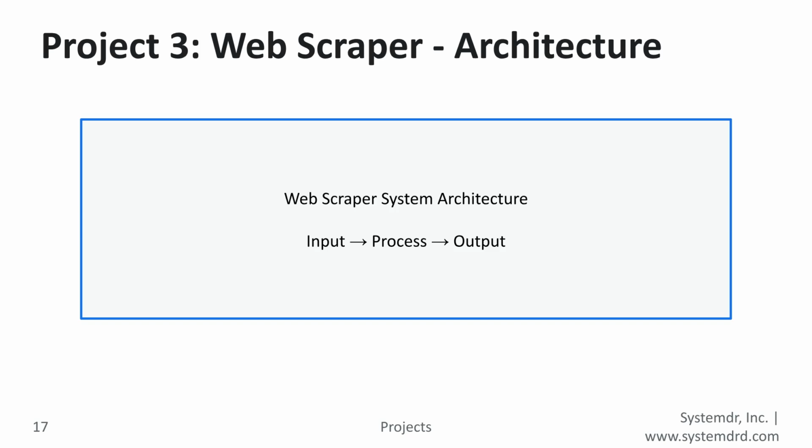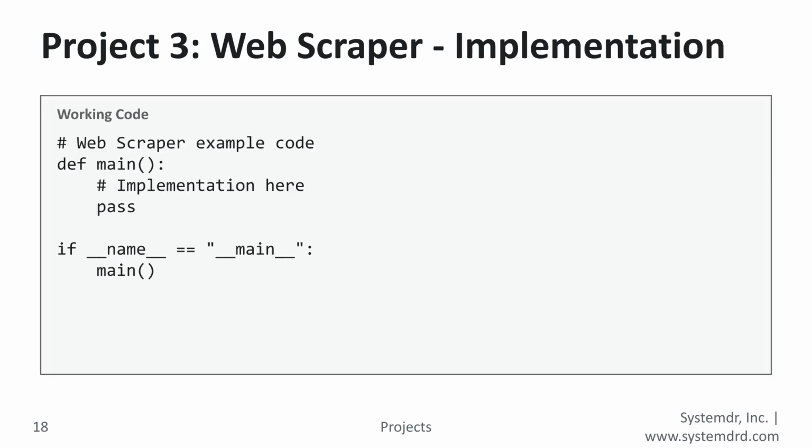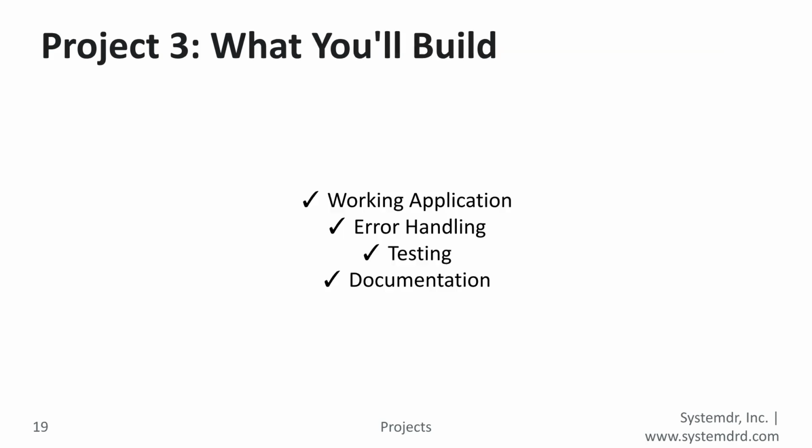Project 3 introduces the web scraper. The architecture follows the input, process, output model. Input is the web content, the process involves extracting data, and the output is the scraped information. The web scraper implementation uses the familiar Python structure with a main function. The core challenge here is handling network requests and parsing HTML content efficiently. With the web scraper, you will achieve a working application, learn error handling for network requests, implement testing for extraction logic, and provide documentation for how to use the tool.